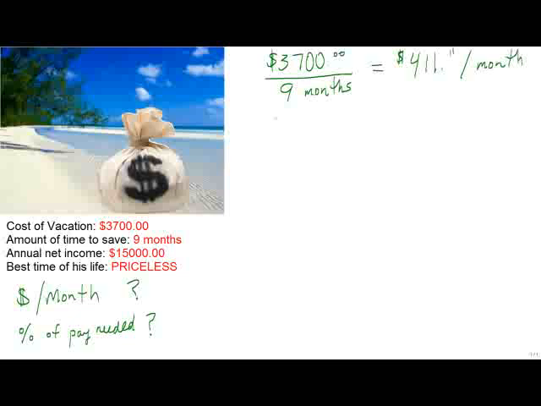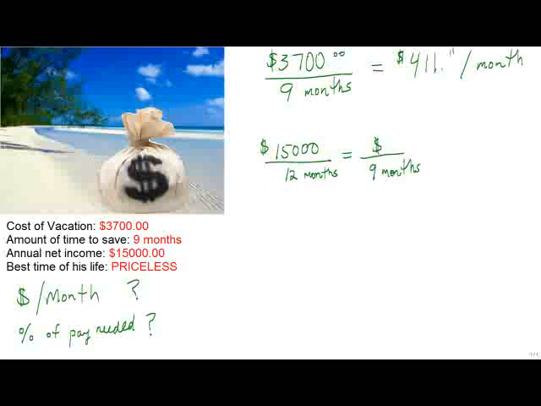Next, we're going to determine the percentage of his annual net income he is going to need to save in order to go on this trip. So what we're going to do is we're going to set up a proportion. So we have his annual net income going to be $15,000, and that's over 12 months or over 1 year. And that's going to equal the amount of money that he's going to be making in 9 months.